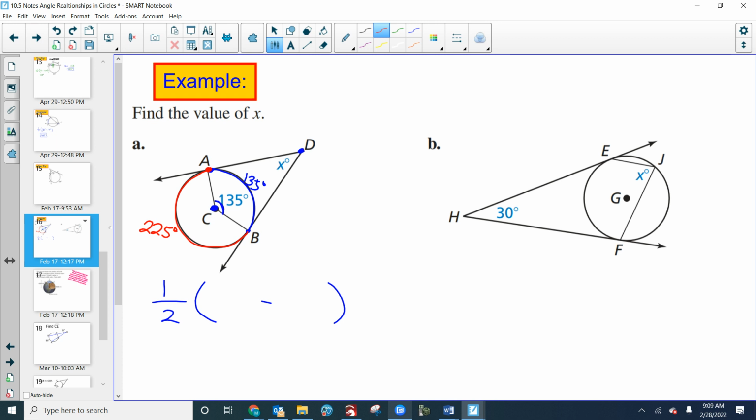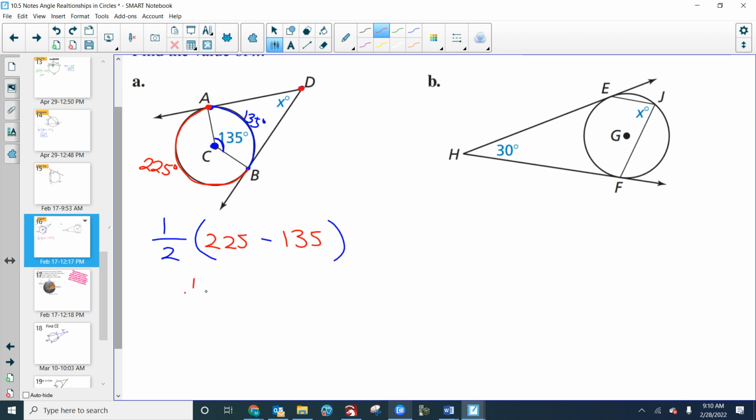So what's going to go in our calculation? Ready? Here's our angle. It's an outside angle. It's half of the, what's the outer arc? 225 minus, what's the inner arc? 225 minus 135. I'm getting 90. Half of 90. That's a 45-degree angle.